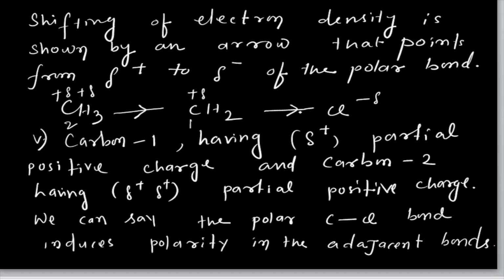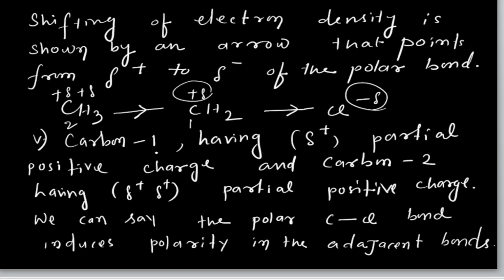Carbon 1, the electron moves towards chlorine, which occupies a delta negative charge, and carbon 1 moves towards delta positive charge. Carbon 1 has delta positive charge, then carbon 2 acquires 2 delta positive charge, and carbon 3 has 3 delta positive charge. That means here the delta positive increases.